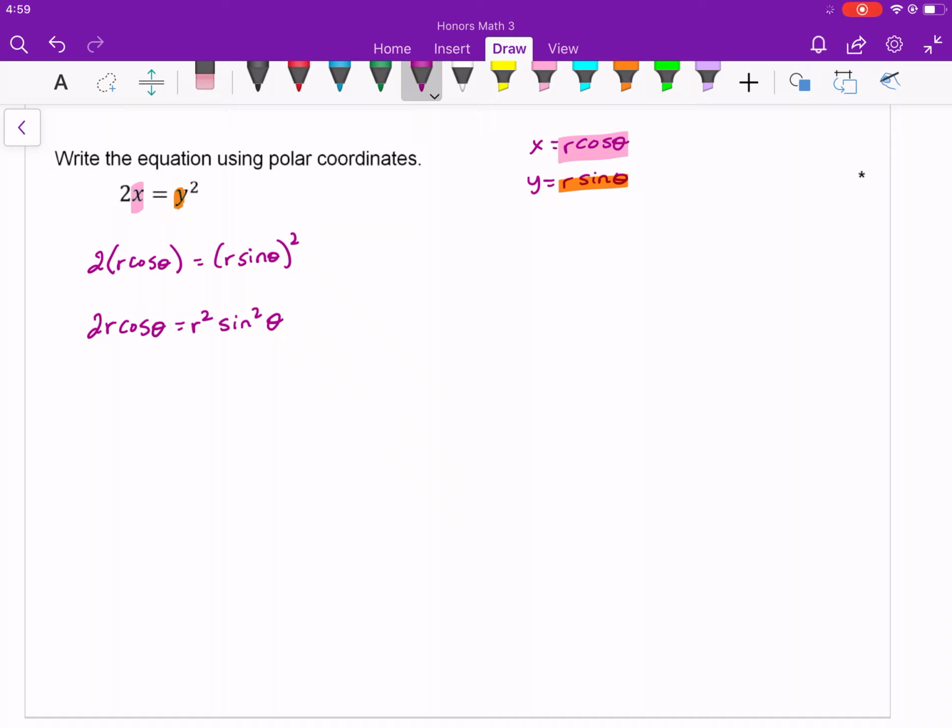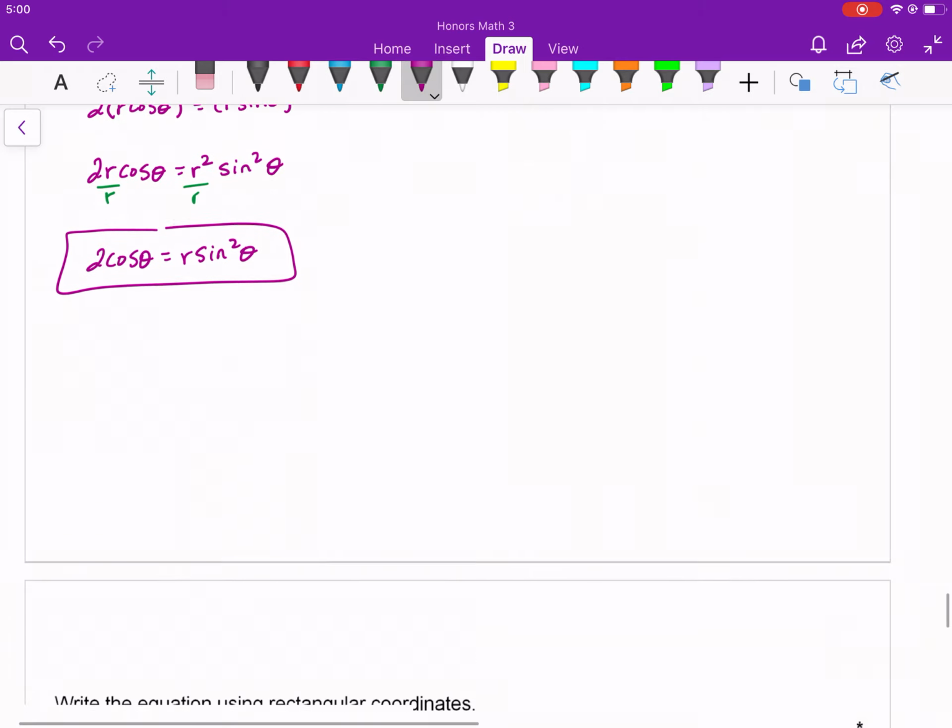Now if you wanted to clean this up a little bit, I actually would accept this answer. You could actually, since both sides have an r, divide them both by r, and you have 2 cosine theta equals r sine squared of theta, but I don't really care. Either answer is fine. So, okay, let's go the opposite direction.